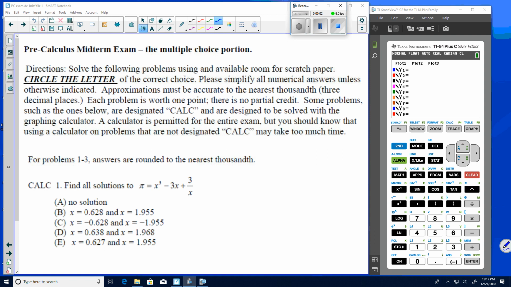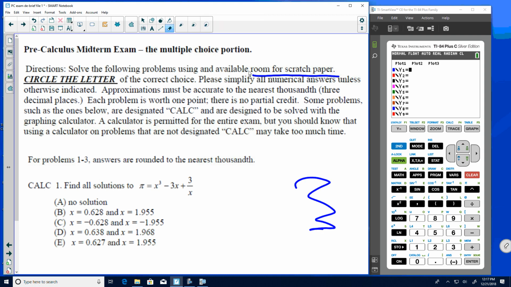Okay, so this is video number 2 about the pre-calculus exam debrief. This is the multiple choice portion. Again, let's follow directions. It says use available room for scratch paper. You get no scratch paper on the SAT or the AP test, so we've constructed this exam similar to that, where you have a lot of room over here on the side and you can do scratch paper if you want.